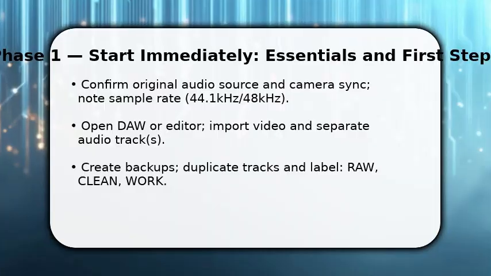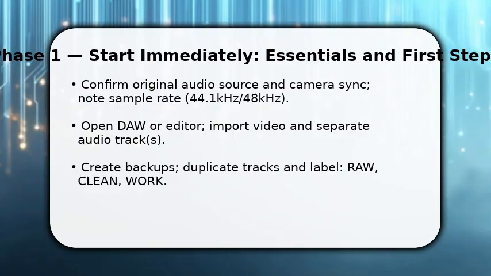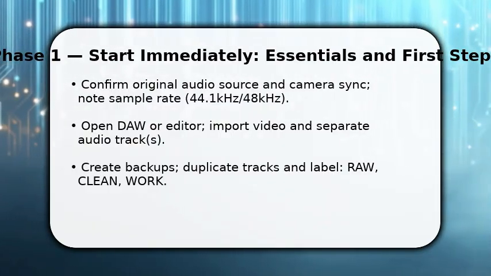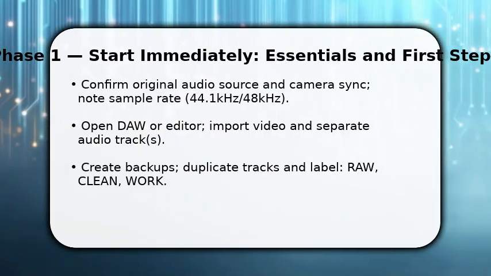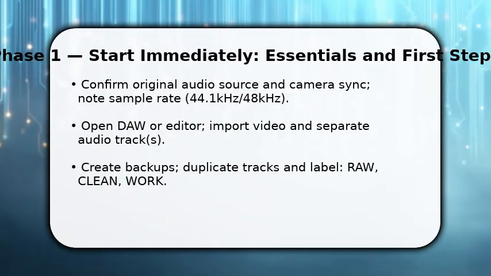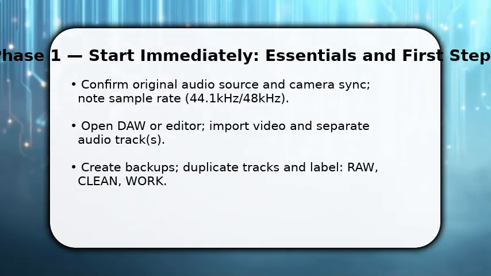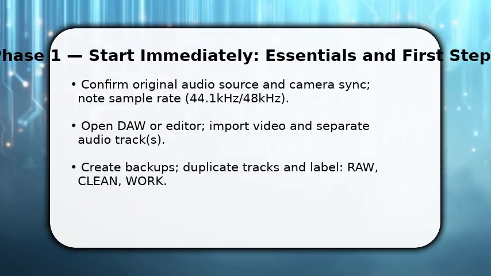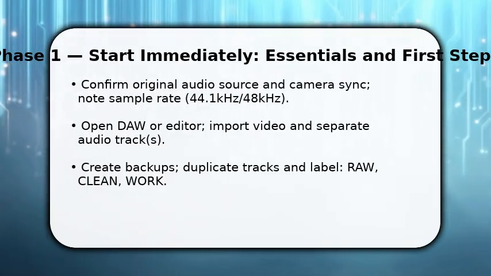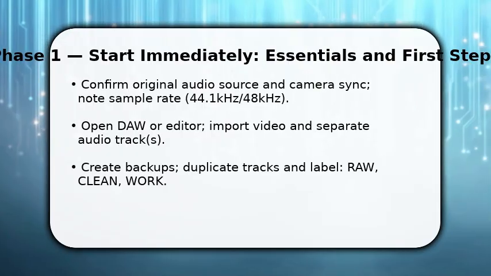Enjoy the video. You start by verifying the audio source and sample rate, 44.1 kHz or 48 kHz matters for alignment. Once done, import the video and extract audio into a DAW or editor and immediately duplicate the raw track so you never overwrite it. Make one labeled work for edits and one labeled clean for the final render. This keeps your workflow reversible.